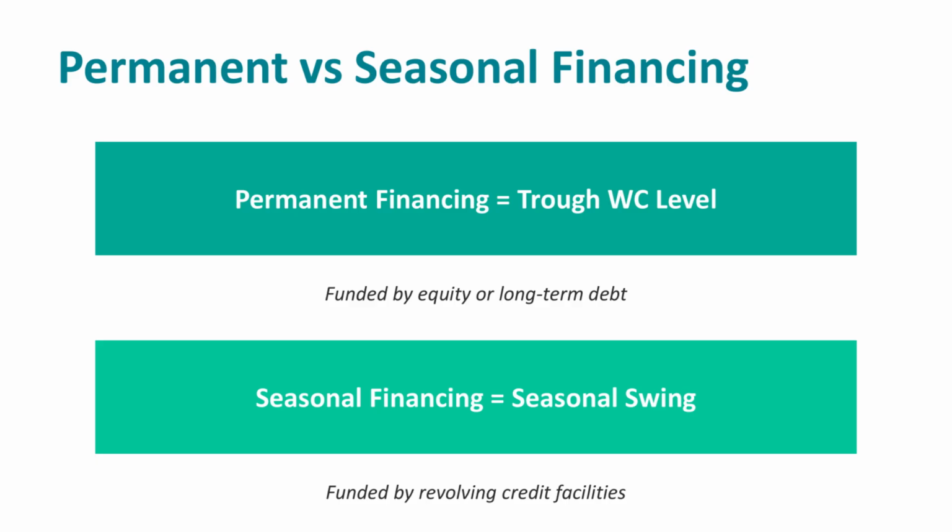Permanent financing covers the trough level of working capital and is usually funded by equity or long-term debt. Seasonal financing covers the swing and is typically funded by revolving credit facilities. This ensures you're not paying for capital that you don't always need.